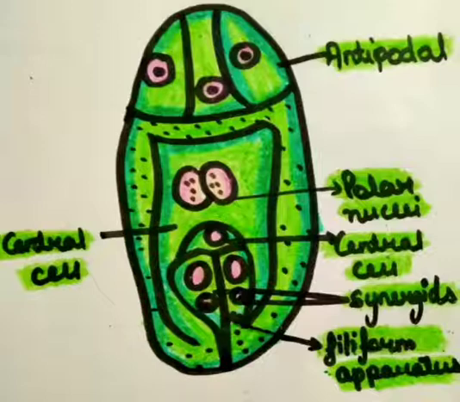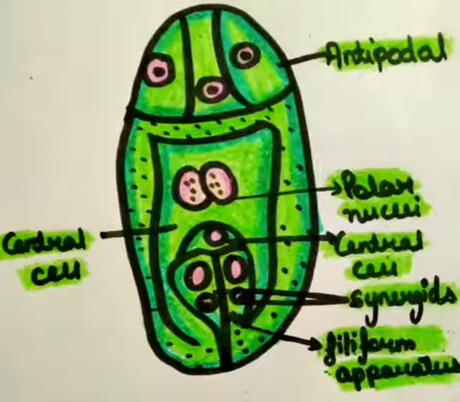3 cells are grouped together at the micropylar end and constitute the egg apparatus. The egg apparatus in turn consists of 2 synergids and 1 egg cell. The synergids have special cellular thickenings at the micropylar end called the filiform apparatus. It plays an important role in guiding the pollen tube into the synergids.